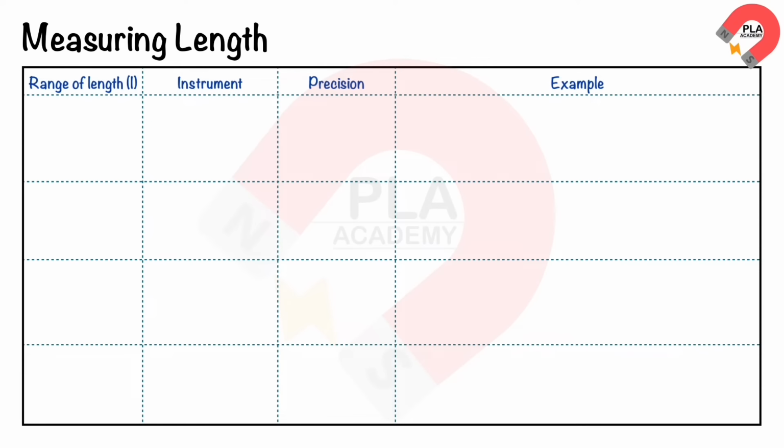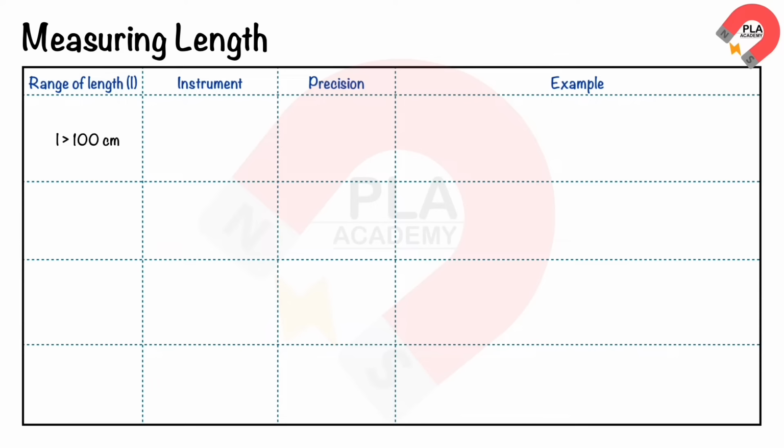Measuring length. In physics experiments, when we need to measure the length of an object, it is important to select a suitable instrument for the task. Different instruments offer varying degrees of precision to suit the object's size.